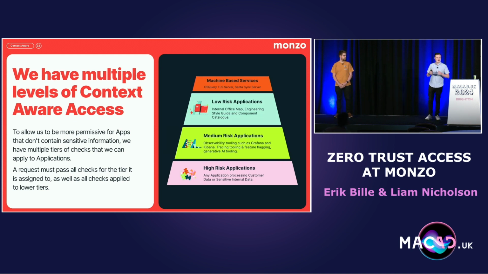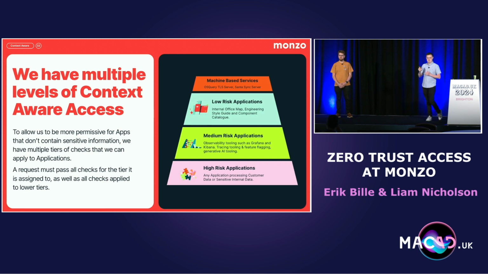We want to make sure that you have all of the configuration that we expect on that device, and you're accessing it how we expect as well. So we run those different tiers. A couple of examples in each of those: we have our internal office map in our low-risk applications, and any application that contains customer data in the high-risk section.